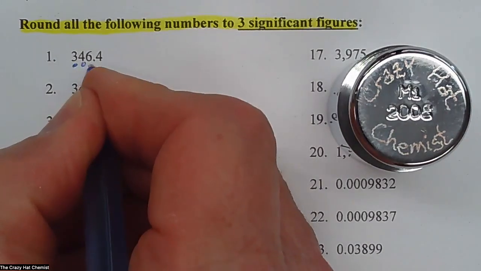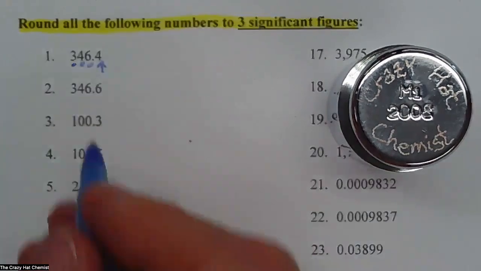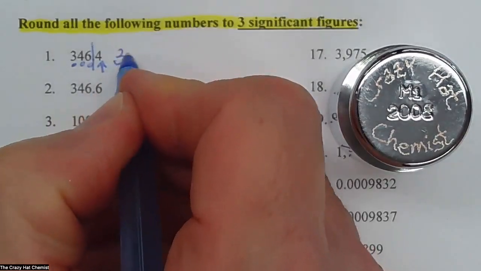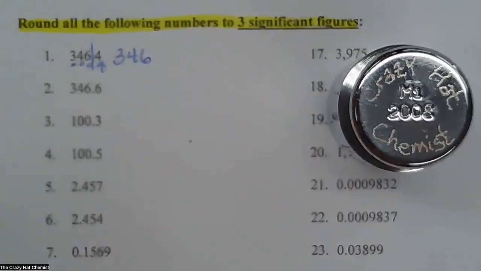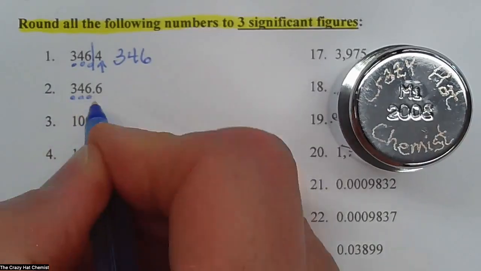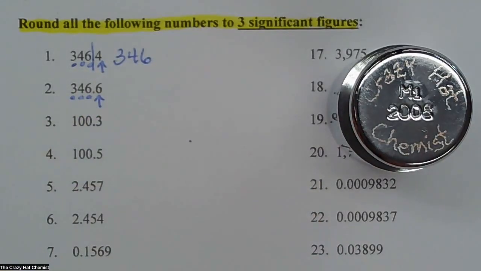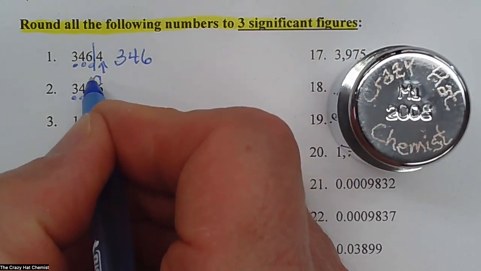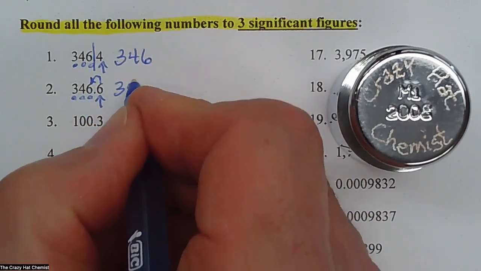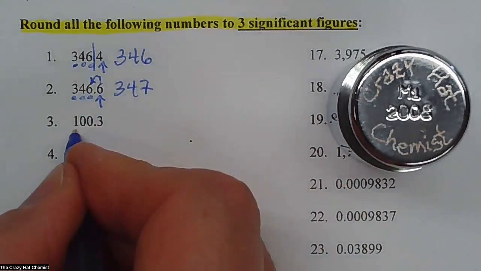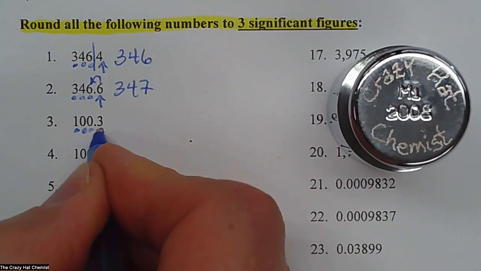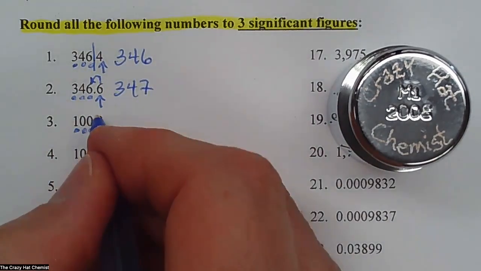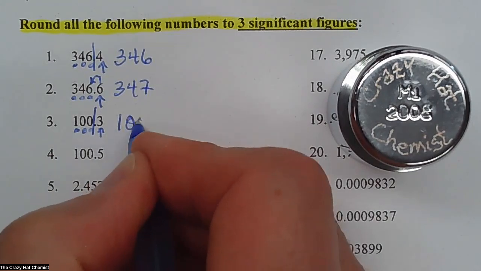Okay, so here we go, rounding to 3 significant figures. That's 1, 2, 3. I'm rounding with that 4. That's less than 5. I'm going to chop the number. I have 346. Next number, 1, 2, 3 significant figures. Rounding with the 6, that's 5 or greater. I'm going to add 1 to the preceding digit, and that 6 here becomes a 7, so 347. I need 1, 2, 3 significant figures. I'm rounding with that 3. I'm going to chop the number, and I'm going to have 100.